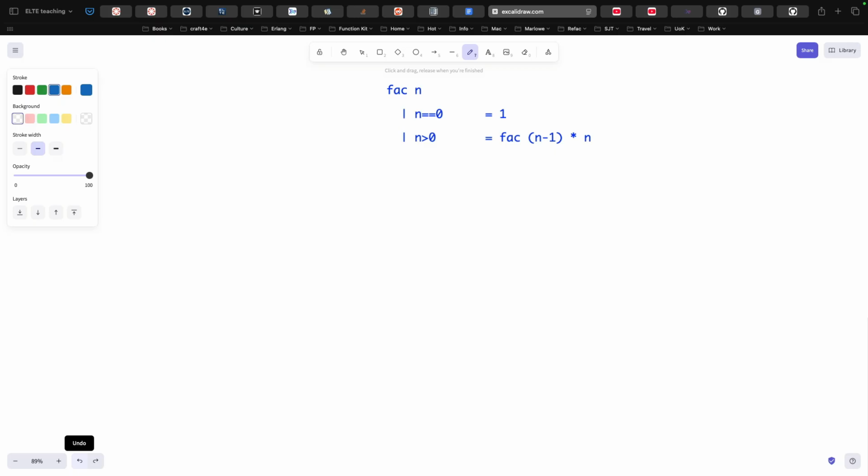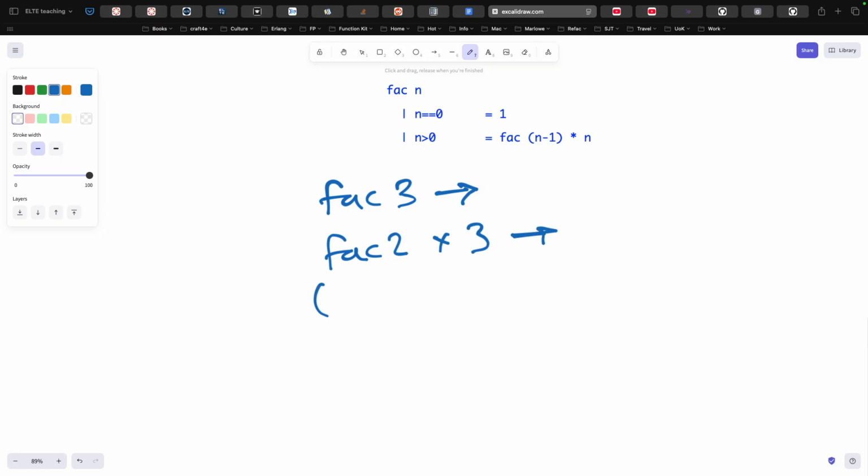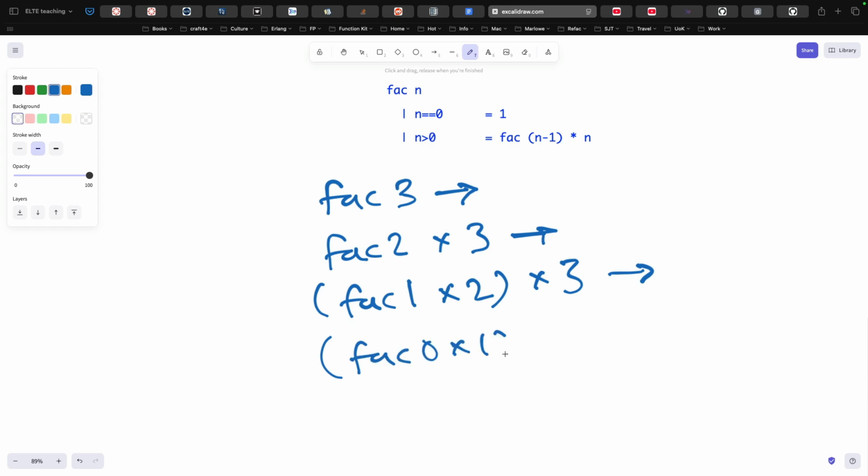Let's work out the factorial of 3. The first guard doesn't hold, so we use the second, which tells us that it's factorial of 2 times 3. Now, in order to work out that, we need to know the value of factorial of 2, which is factorial of 1 times 2, all times 3. And similarly, factorial of 1 we need to know, and that turns out to be factorial of 0 times 1 times 2 times 3. And now we know the factorial of 0, which is 1.